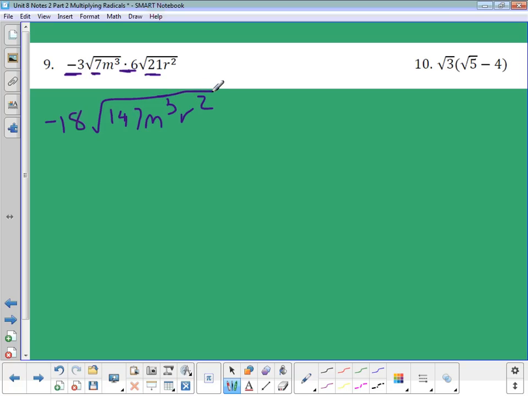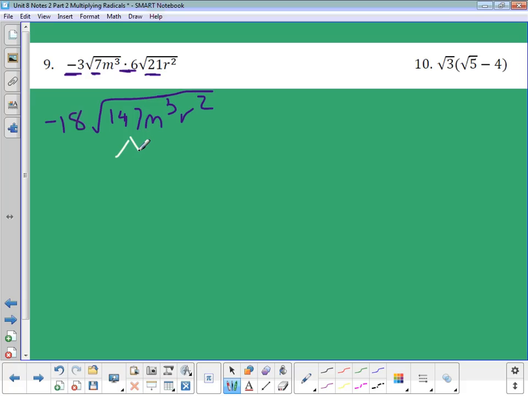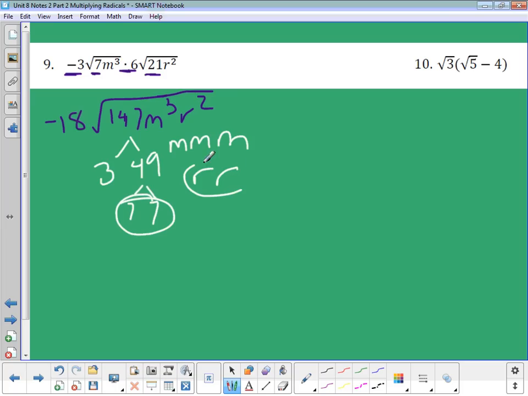Okay, so let's go ahead and split this up if we can. So 147, I'm going to break down into 3 and 49. Again, I'm always trying to look for those perfect squares. 49 I can break down to 7 and 7. So then I have a pair of 7s. I have 3 m's and 2 r's, so I have a pair of r's and a pair of m's.